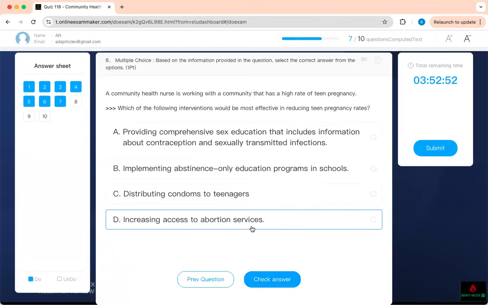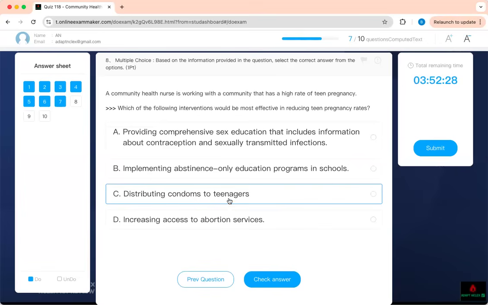A community health nurse is working with a community that has a high risk of teen pregnancy. We want to prevent teen pregnancy. Which of the following interventions would be most effective in reducing teen pregnancy? Well, increasing access to abortion services will not prevent that, right? They can still have an abortion, but it doesn't prevent them from getting pregnant. You have to be pregnant before you can get aborted. Distributing condoms to teenagers is appropriate, right?